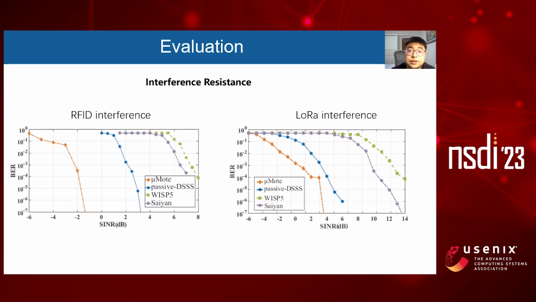We also evaluated the interference resistance of the μMote prototype and benchmarks. When faced with RFID interference and LoRa interference, both μMote and passive D-spreading show interference resistance. Passive D-spreading can communicate when the SINR is greater than 2 dB, while the μMote prototype can even communicate when the SINR is negative. SINR and WISP-V do not show significant interference resistance in this experiment.